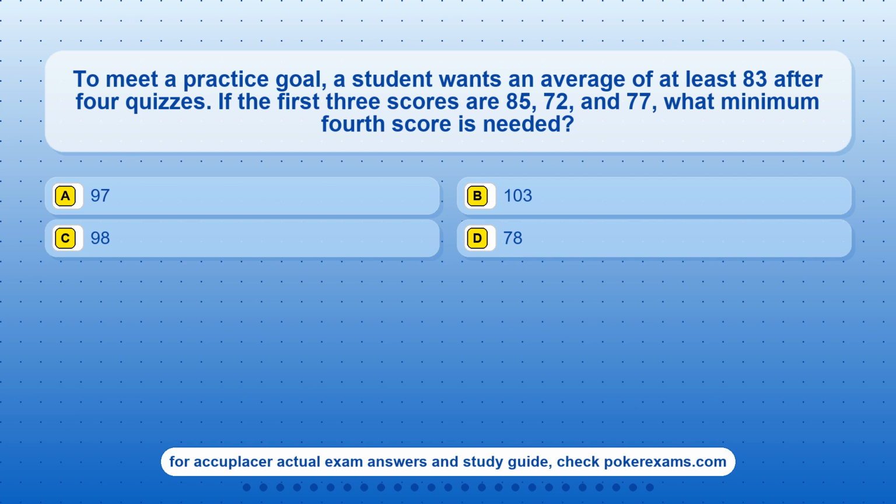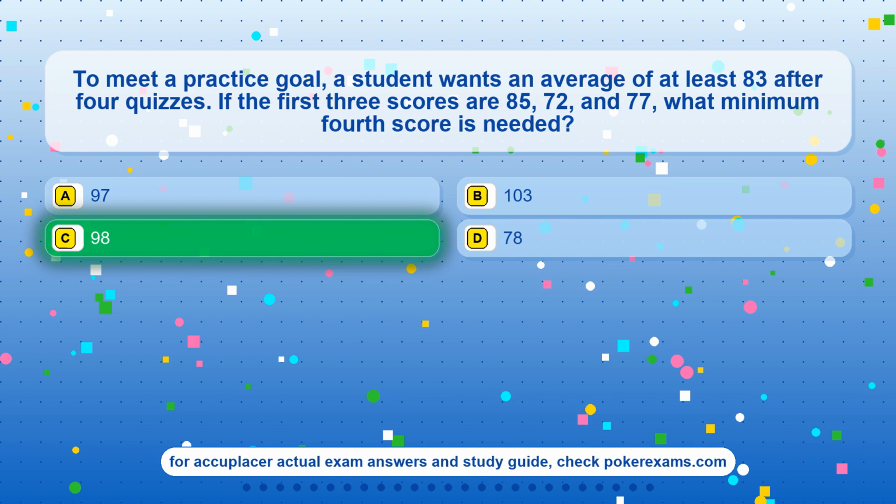Question 25. To meet a practice goal, a student wants an average of at least 83 after 4 quizzes. If the first 3 scores are 85, 72, and 77, what minimum 4th score is needed? Option A, 97. Option B, 103. Option C, 98. Option D, 78.